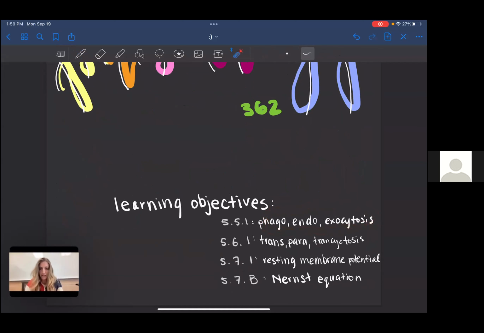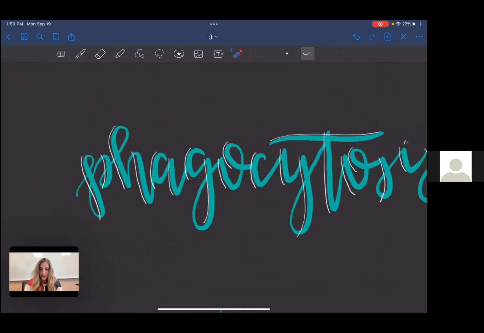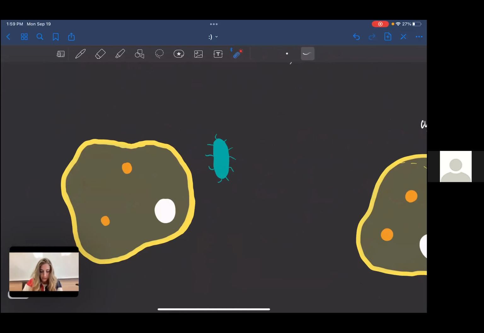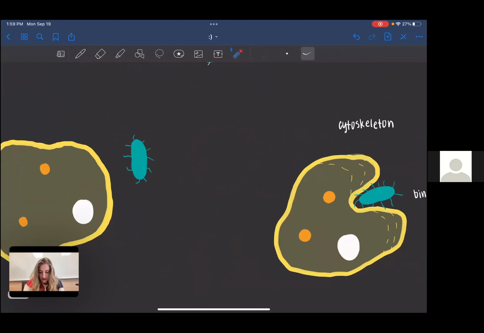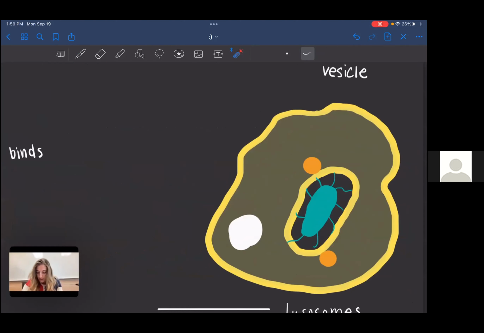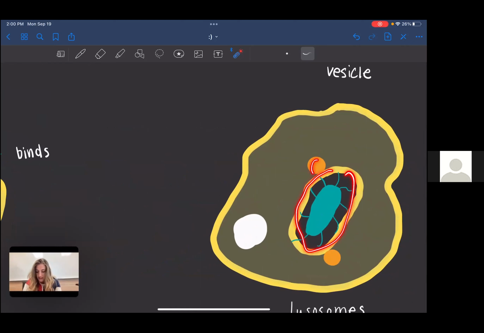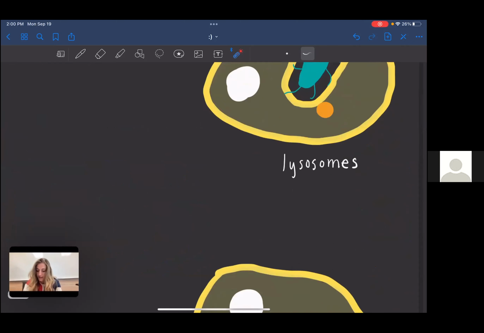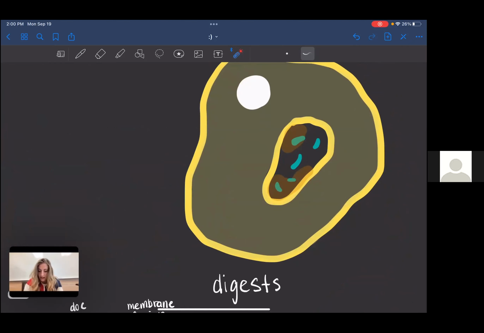phago, endo, and exocytosis. First one is phagocytosis. So first we're going to start out with a cell. This is a bacterium, and these are lysosomes. This is the nucleus. Essentially, we've got the cytoskeleton which extends, and the edge of the cell membrane will completely envelop the bacterium, which binds onto the surface membrane. It forms a vesicle inside of the cell. The lysosomes will bind onto that vesicle, and it digests the bacterium.